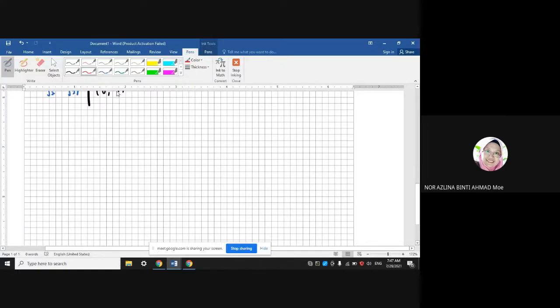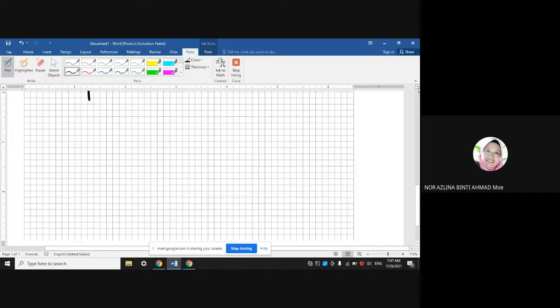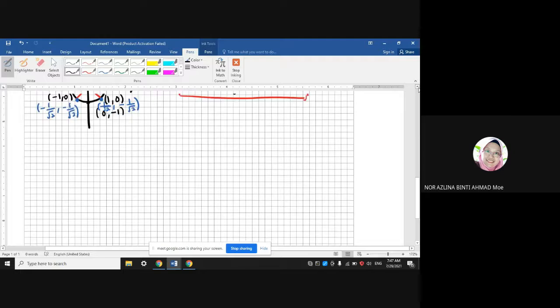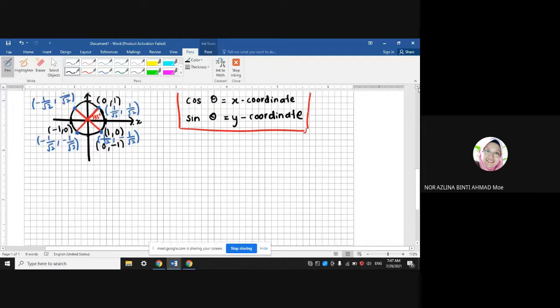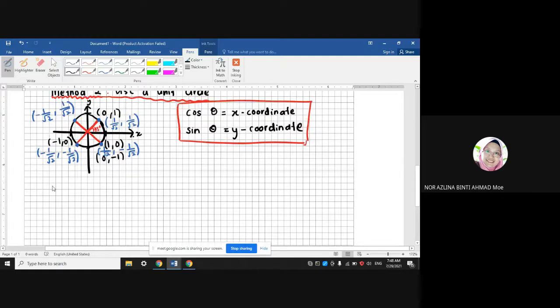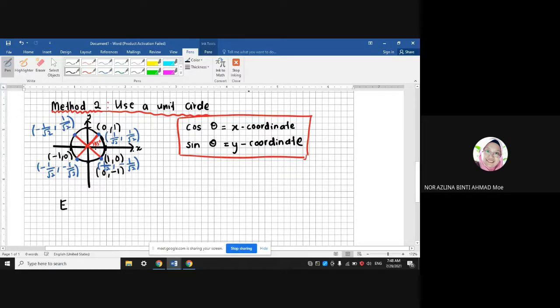So look at example 7. Example 7. Use the unit circle. Okay, the question state using unit circle. So better you draw this circle to solve this question. Example 7. For A, cos 135.